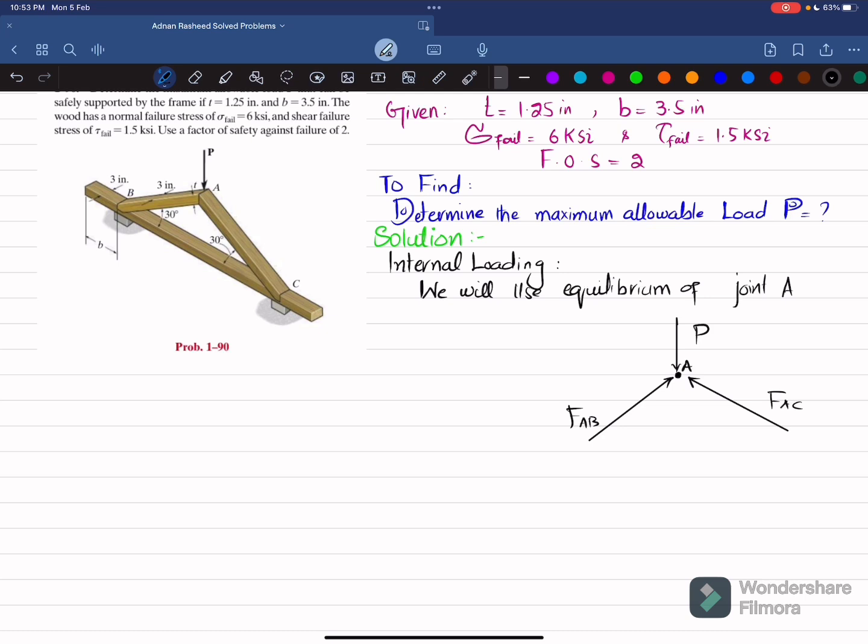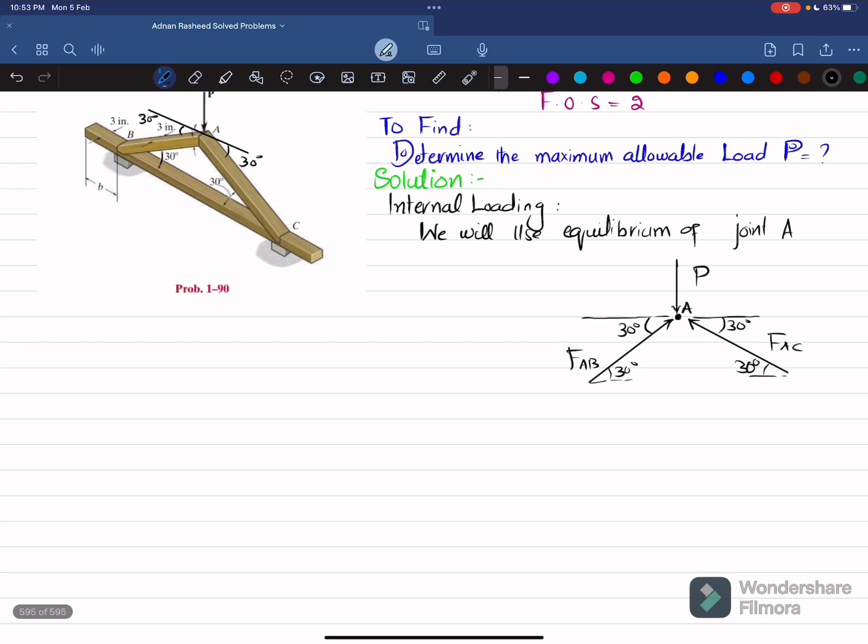Now you can see here that this is a 30 degree angle. If I draw a horizontal line from here, using alternate angles, this angle will also be 30 degrees, and this will also be 30 degrees. Because you can see this is 30 degrees and this is also 30 degrees. Now we'll find FAB and FAC by using equations of equilibrium.